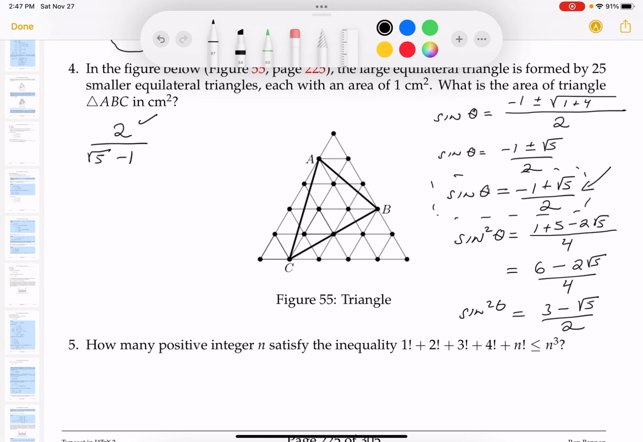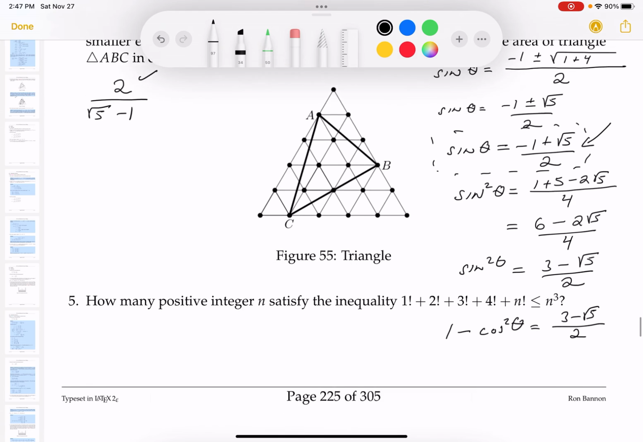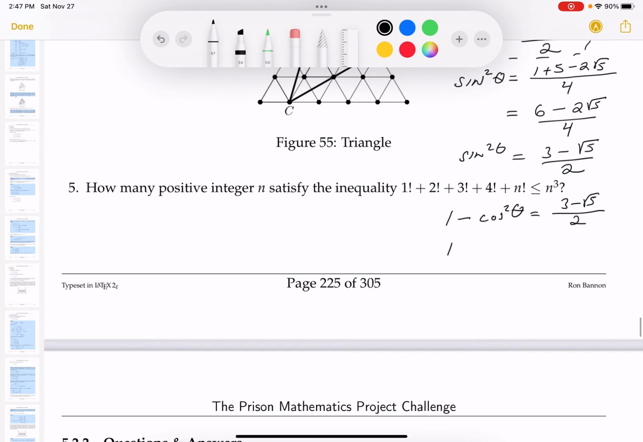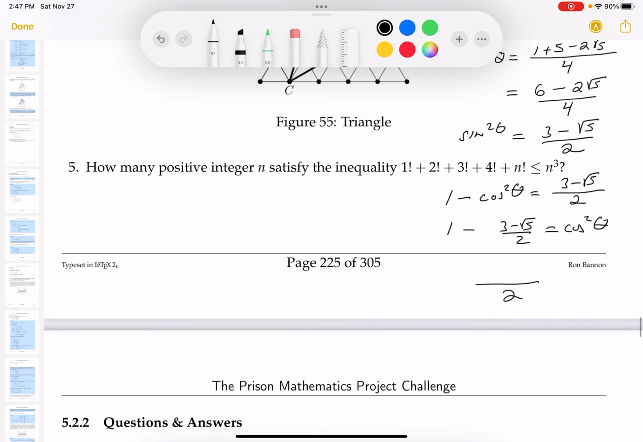But really what I wanted, I really want the cosine. And so the cosine squared would be 1 minus sine squared. That's what cosine squared is, right? And this would be 3 minus root 5 over 2. So I would get 1 minus 3 minus root 5 over 2 equals cosine squared theta. Well, that's a lot of work, isn't it? So this is going to be 2, common denominator, and you would get 2 minus 3 plus root 5 would be what's cosine squared theta. And what does that give you? That gives you root 5 minus 1 over 2 would be the cosine squared theta.